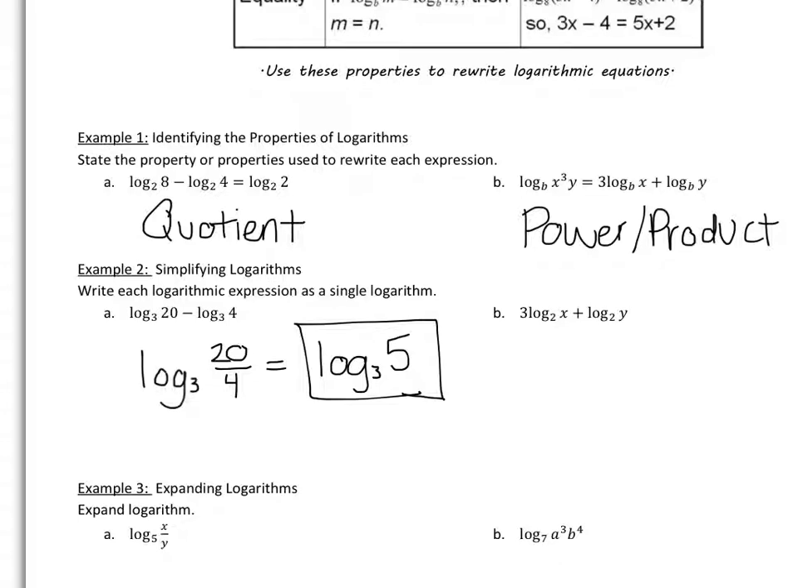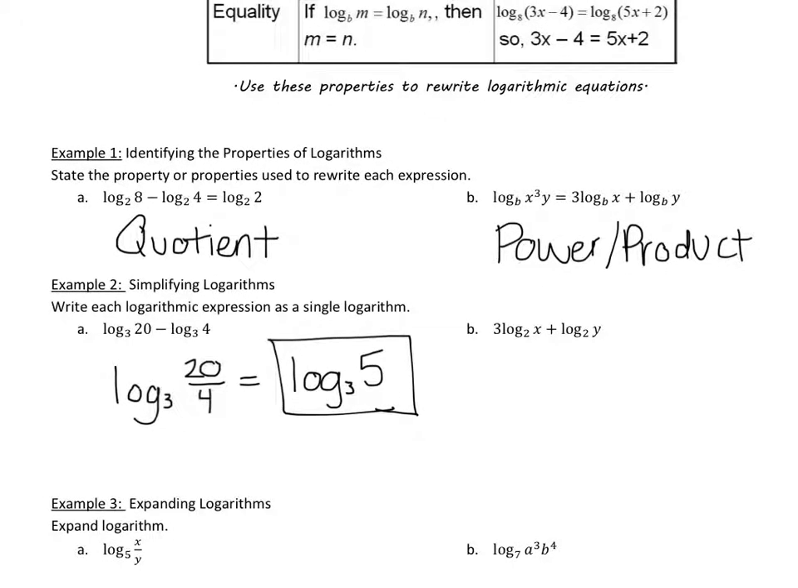Okay, the next one, what do we need to do? Before we can combine the 2 logs, we need to get rid of the 3 that's in front. So where can we move it? It'd be x cubed, right? We take this 3 and move it to the exponent. So we'd have log base 2 of x cubed plus log base 2 of y.